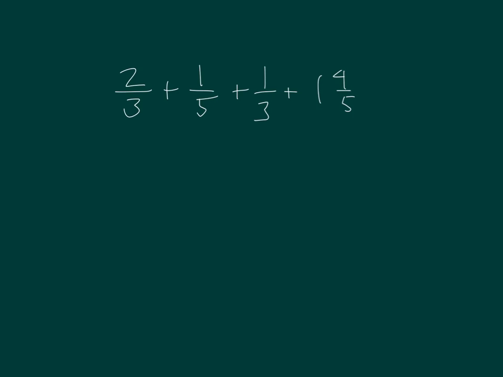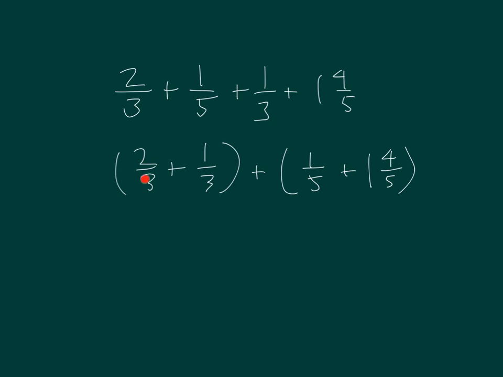So if we were to group like fractions to be able to solve them, then we would be able to see what the answer would be. 2/3, 1/3, 1/5, 1 4/5. 2/3 plus 1/3 is equal to 3/3, which is equal to 1. And 1/5 plus 1 4/5 is equal to 1 5/5, which is also equal to 2. So I have 1 plus 2, which equals 3.